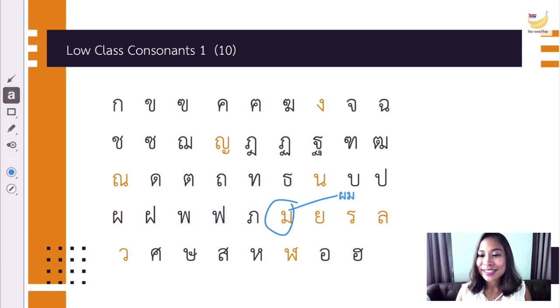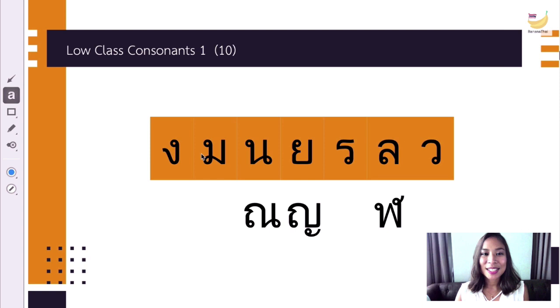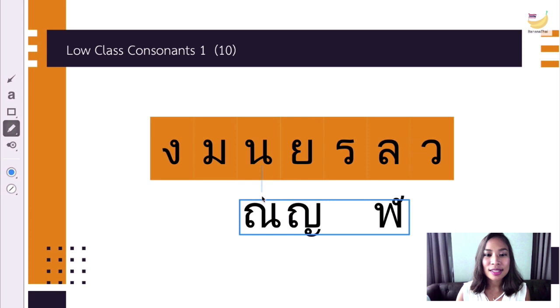These are the common low class consonant one, and these ones are not common. This one shares the same initial consonant sound, but this one is more commonly used. Let's start with the first one.